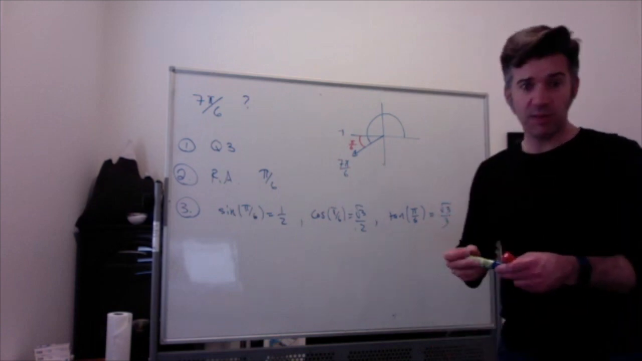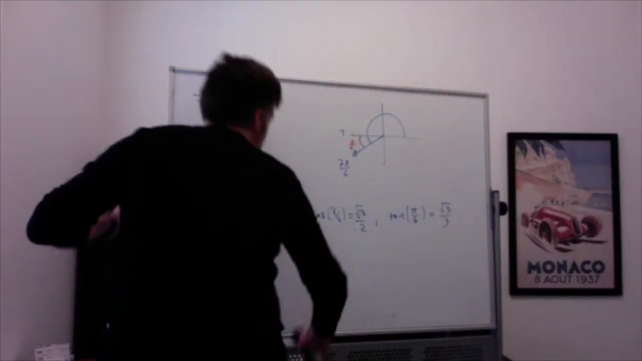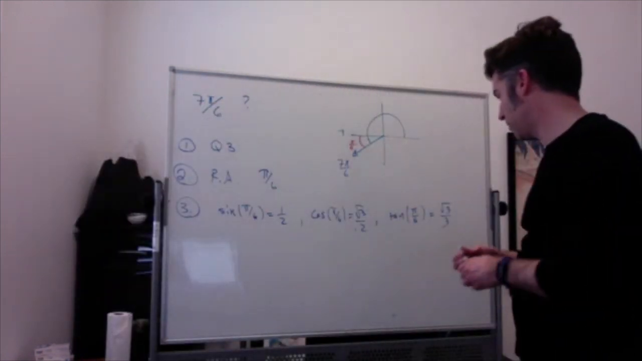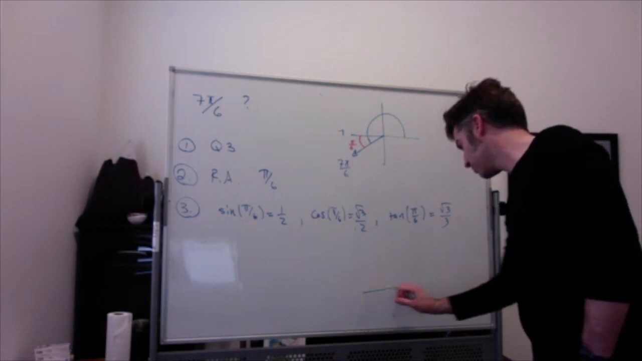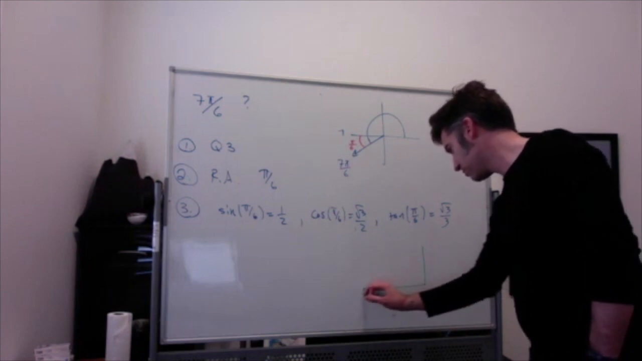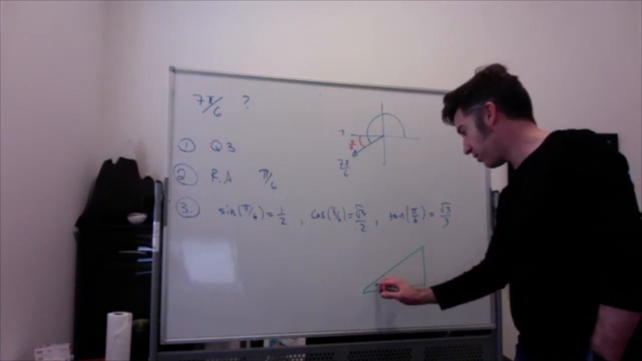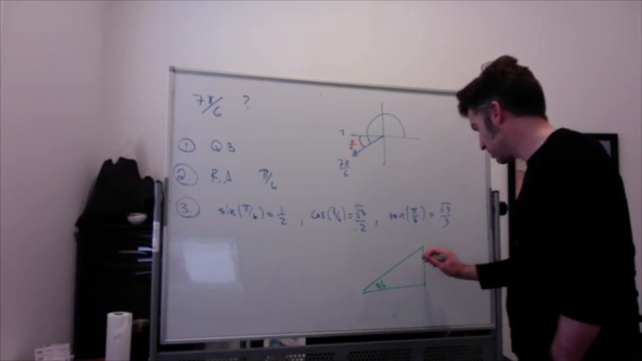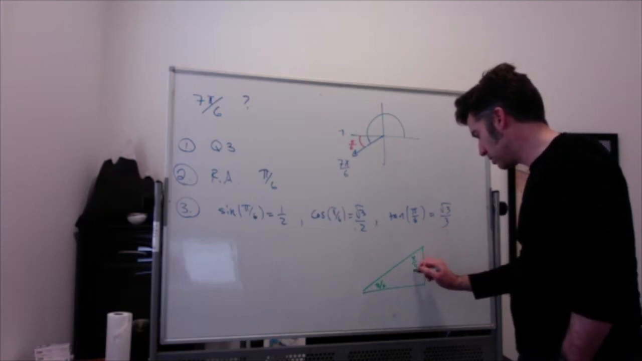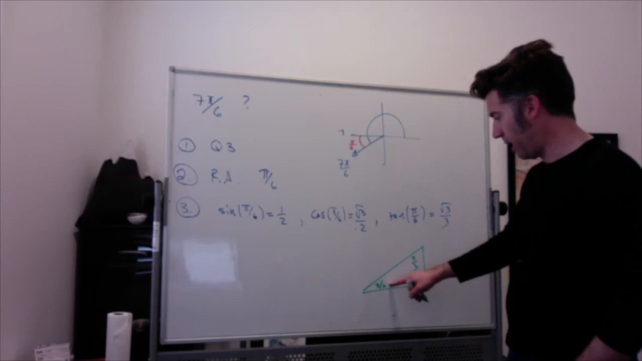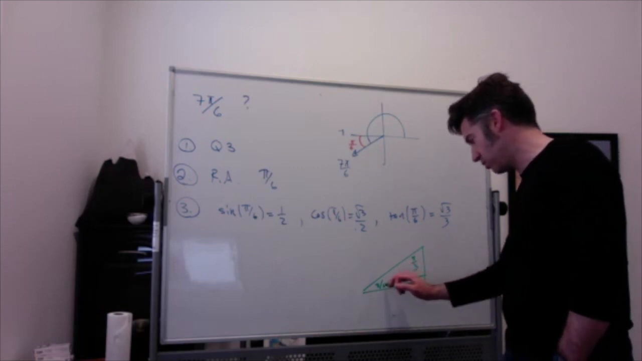How do I know this? Because I know the triangle. I'll draw it down here. I know my triangle, my 30, 60, 90, or my pi over 6, pi over 3, pi over 2.